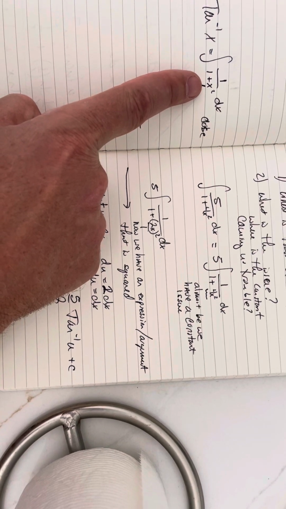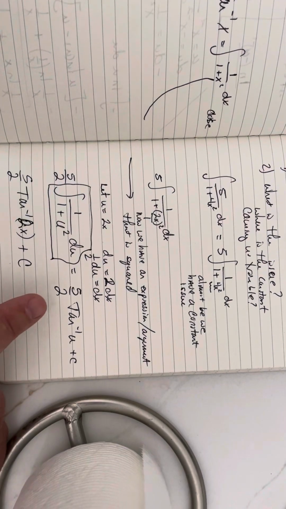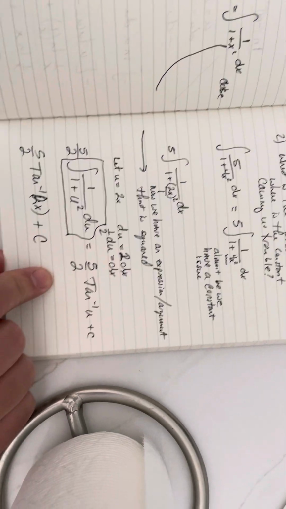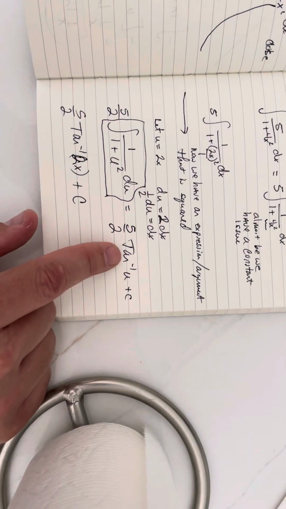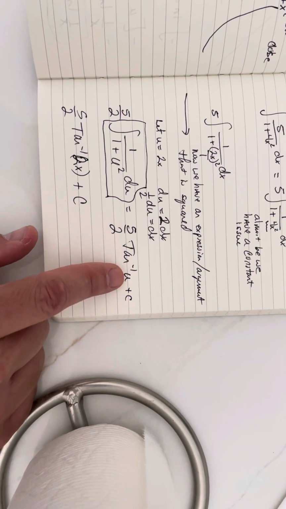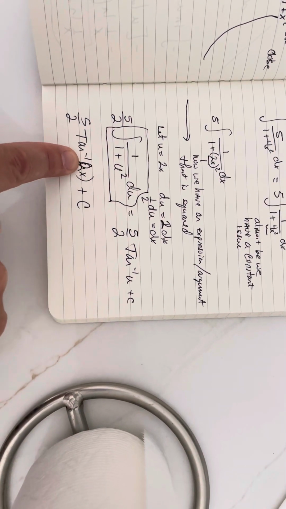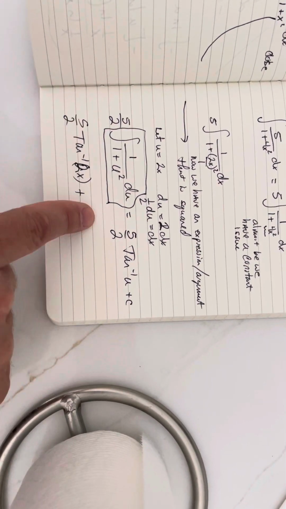And so what I'm going to do now is I'm going to take the antiderivative and I'm going to have the tangent inverse. So at this spot right here, I have 5 over 2 tangent inverse u plus c. Now, u was equal to 2x, and so I put that in that place, and I have my result.